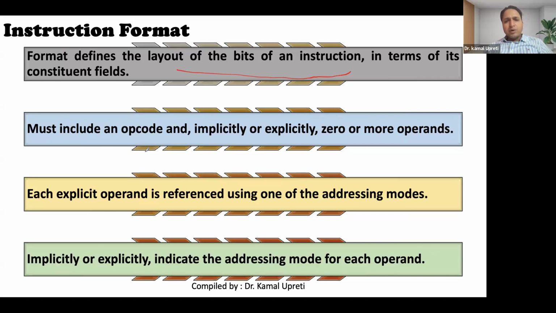Next, we need to include an OP code, because we have a lot of instructions, implicitly or explicitly. We are using it either for zero mode. Next, we are using explicit operand, because we have a lot of operands existing, but the question is which operand we need to process.